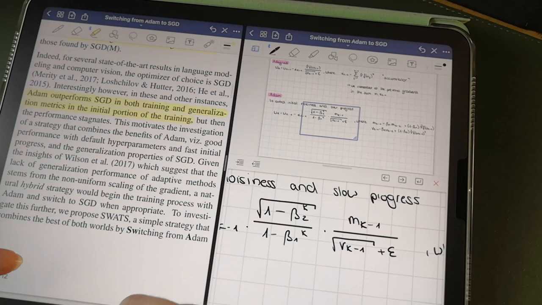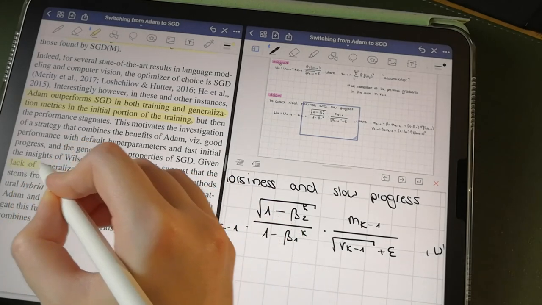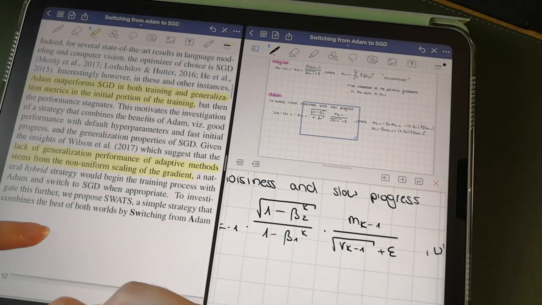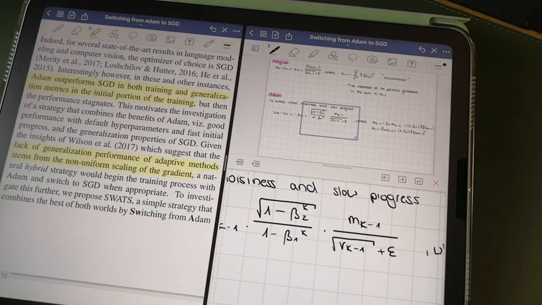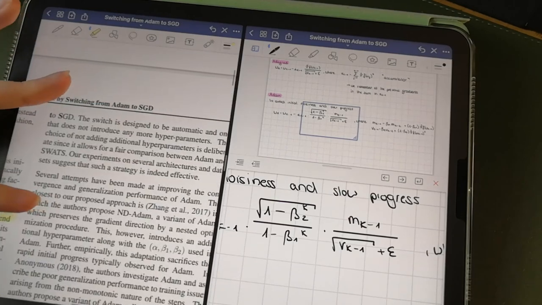Given the insights of Wilson et al. in 2017, which suggest that a lack of generalization performance of adaptive methods stems from the non-uniform scaling of the gradient, a natural hybrid strategy would begin the training process with Adam and switch to SGD when appropriate. To investigate this further, we propose SWATS, a simple strategy that combines the best of both worlds by switching from Adam to SGD.